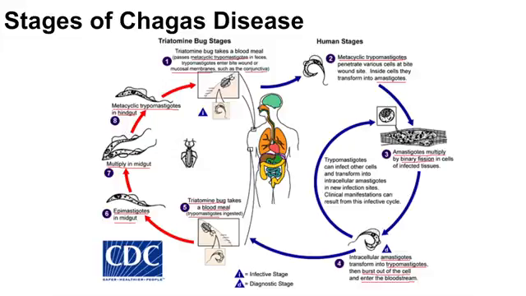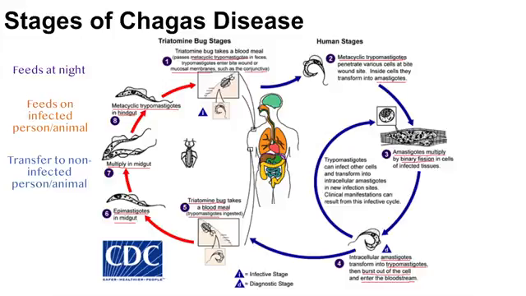Now, there are a couple specific characteristics of the triatomine bugs. One is that they typically feed at night. So if someone's sleeping outside, the triatomine bug will typically bite the face of an individual. That's why they're called the kissing bug. And then they will defecate, and then that can lead to an infection in an individual. The bugs themselves become infected when they feed on a person or an animal that's infected with the Trypanosoma cruzi protozoa. And then, like we said, they can continue the cycle by transferring the Trypanosoma cruzi protozoa in their feces to a non-infected person or animal.